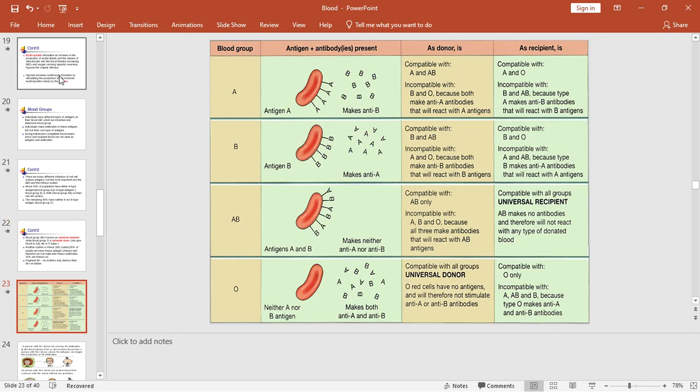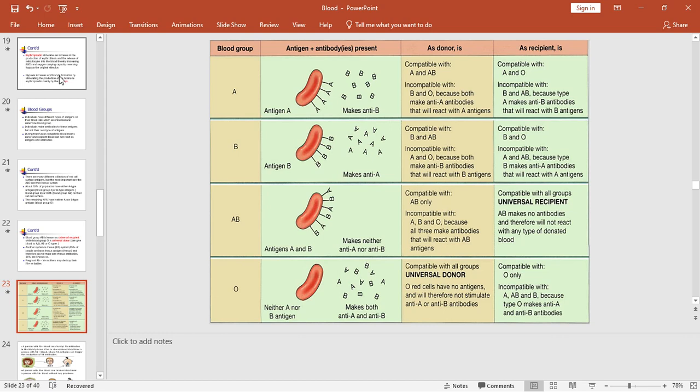To make it easier for you, in fact, in the last exam, we had a long essay on this question. Please check slide 23. In slide 23, you see this table. You've got blood group A. In blood group A, this bean-like looking thing is the red blood cell, and you can see that on its surface it's got antigen A. And you can see that in the plasma, the antibodies are not A, but are antibodies against B.